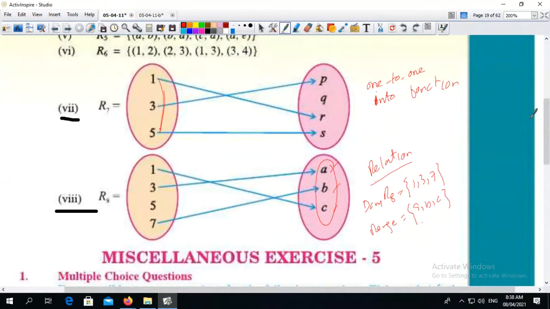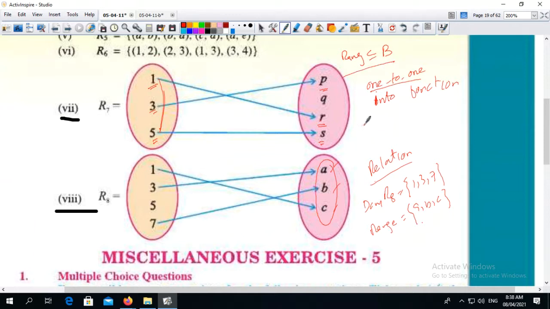Question number 6: indicate whether the relation is a function, one to one, or onto. There are only two parts, 7 and 8. R7 is given, 1, 3, 5 to P, Q, R, S. We have to find whether this is a function or not. This is a one-to-one function because against 1 there is only one element, against 3 there is only one element, and against 5 there is only one element. So it's one-to-one, and an into function because the range is a subset of B.